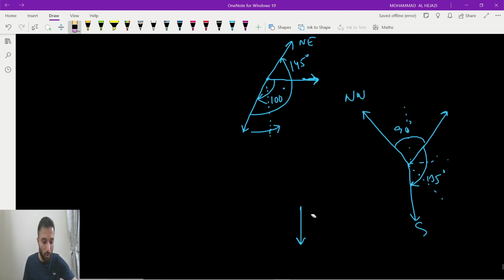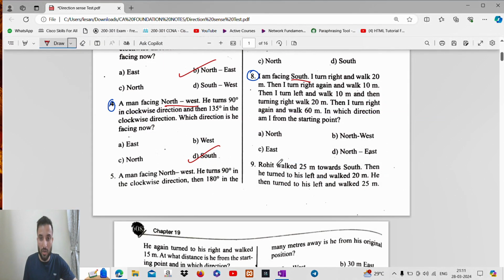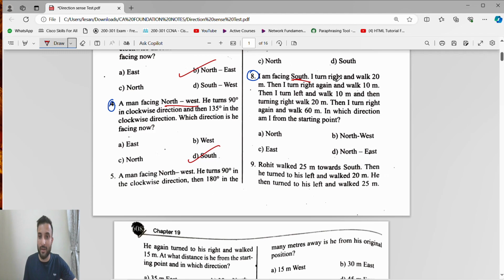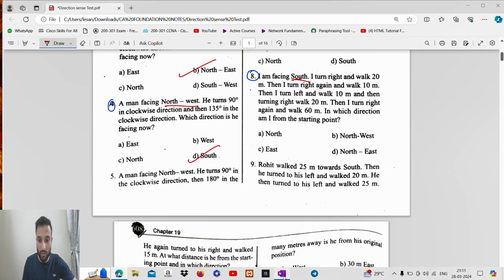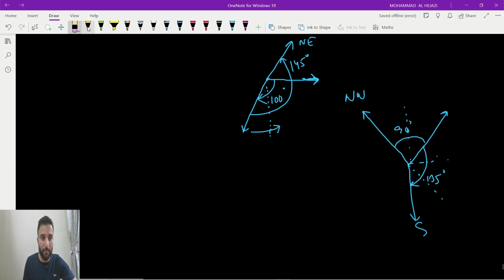ठीक. उसके बाद वो टर्न करके मुड़ा. ओके. He told, I am facing south, I turn right and walk 20 meter. तो गाइस राइट साइड मुड़ेगा, तो इधर फेस कर रहा था. राइट. इधर फेस कर रहा था, इधर साउथ पे फेस कर रहा था. उसका मुंह इधर था, तो इधर मुंह था.